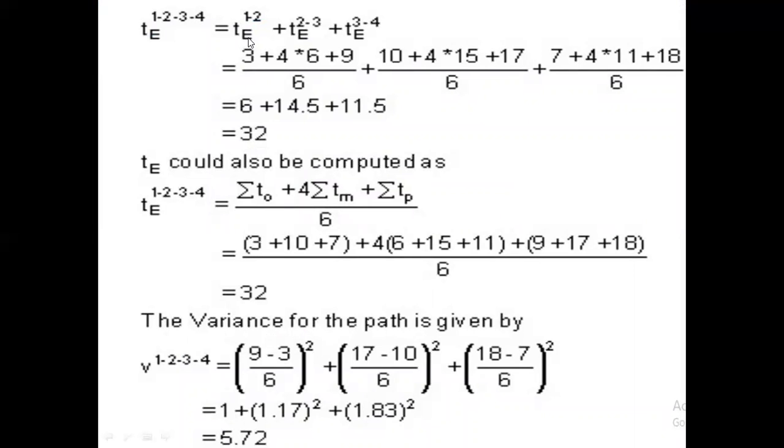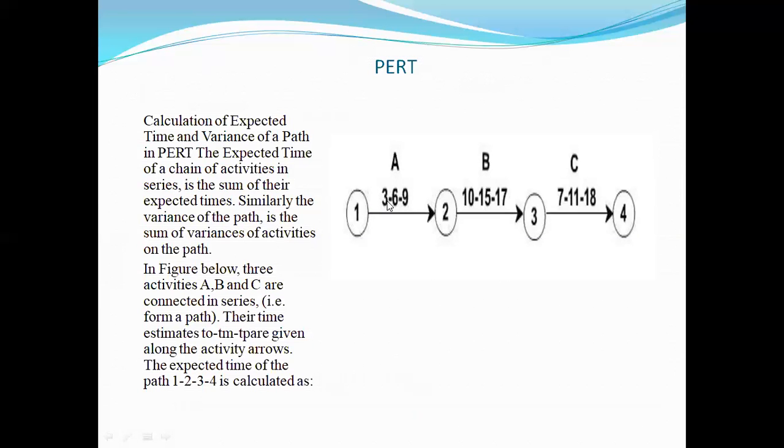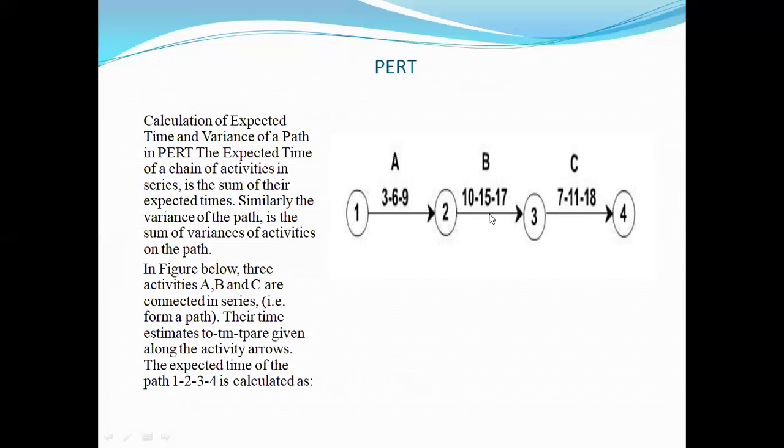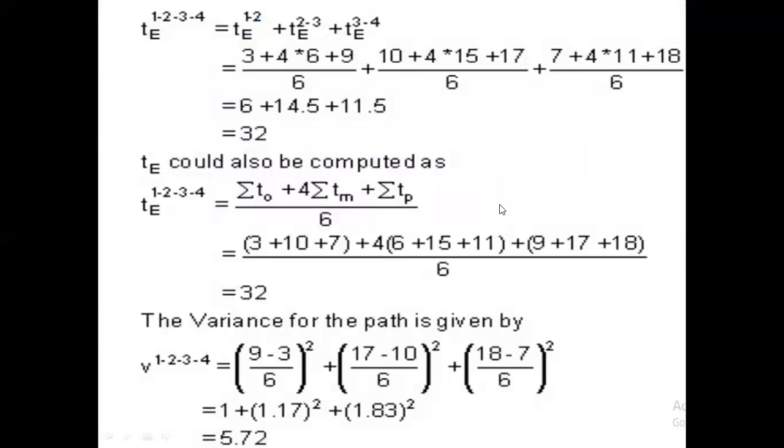Expected time TE1 of 1 to 2 is (T naught plus 4 Tm plus Tp) upon 6. Okay, T naught plus 4 into 6 plus Tp, 9, upon 6. Similarly, from 2 to 3 is (T naught plus 4 Tm plus Tp) upon 6. Similarly, we can calculate this value, equal to 32. So this is the expected time for the completion of the event from first to the fourth.